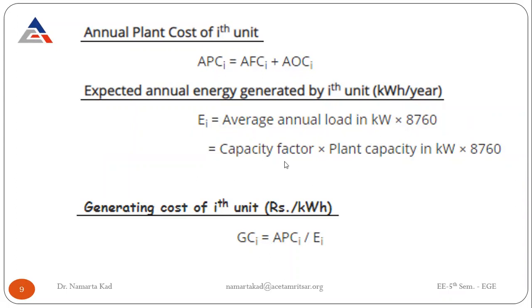And this one is further equal to the capacity factor multiplied by the plant capacity in kilowatt multiplied by 8760. So this is how to calculate the energy generated by the ith unit. Now, what is the generation cost of the ith unit? Generation cost is annual plant cost divided by the energy generated. This gives you the generation cost of the ith unit, and it comes in rupees per kilowatt hour, as rupees per year is the unit for the APC, and kilowatt hour per year is the unit for energy generated. So combining the units, the generation cost is in rupees per kilowatt hour. You must note down these formulas.